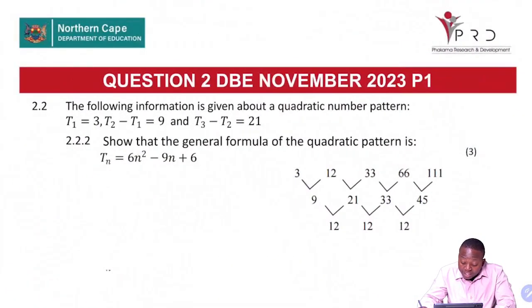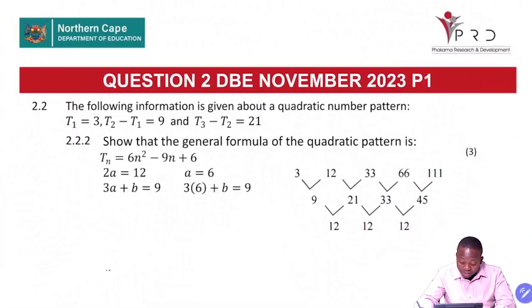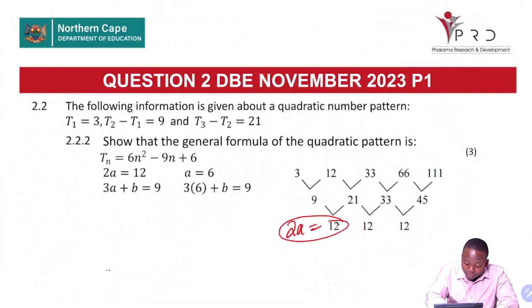Now let's show the general formula. We have already done it in the previous question, so we'll just repeat what we did there. To find this, we said 2a is equal to 12, then we solve for a. Then a is equal to 6 on the first one.